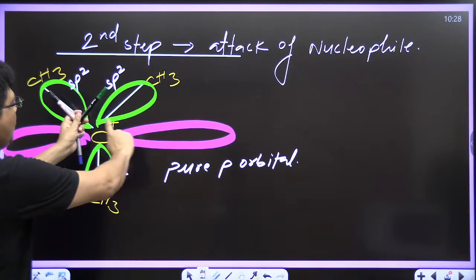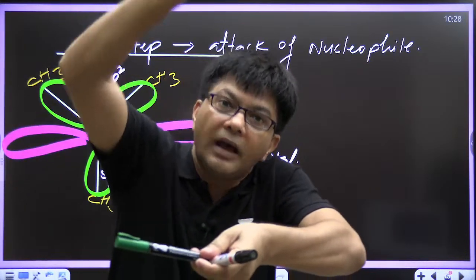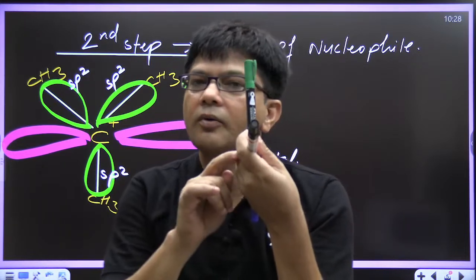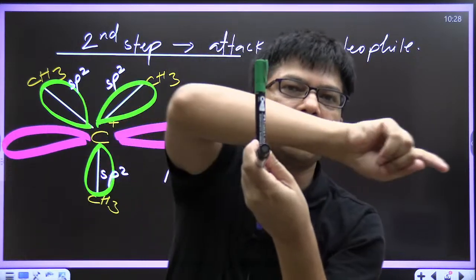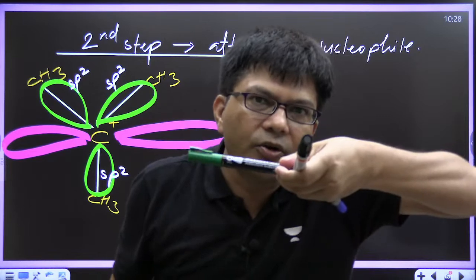And the pure p orbital is like this, going above the plane as well as below the plane. Or if I draw it like this, one lobe is going towards the right hand side and another lobe is going towards the left hand side. Kids, are you able to understand? And this is trigonal planar.